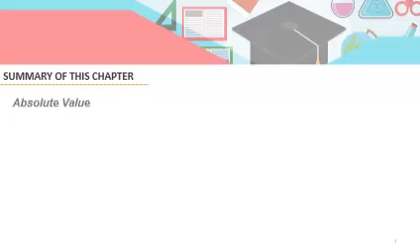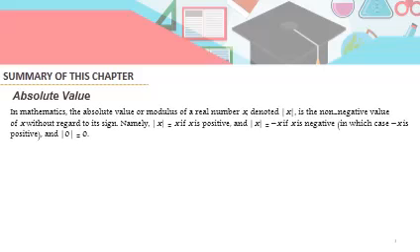So first of all, we are going to talk about the absolute value. In mathematics, the absolute value or modulus of a real number x is denoted between two vertical bars like this, as you can see. That means the absolute value, and it's the non-negative value of x without regard to its sign. So whatever you have inside the absolute value, its answer should be a positive value.